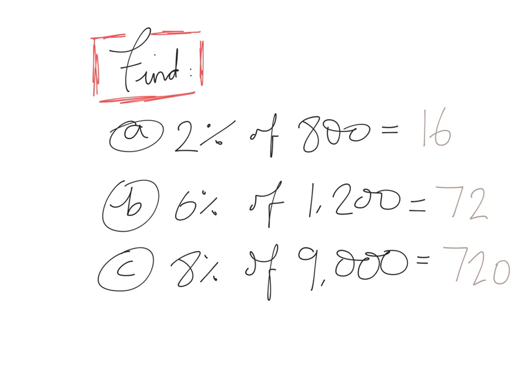Here are your answers. So I found 2% of 800, 1% is 8, and I just times it by 2. That gives me 16. 6% of 1,200. Well, 1% would be 12, so do 12 times 6. 6 times 12 or 12 times 6 gives me 72. Then 8% of 9,000. 1% would be 90, so I have to do 90 multiplied by 8. 9 times 8 is 72, so 90 times 8 would be 720.